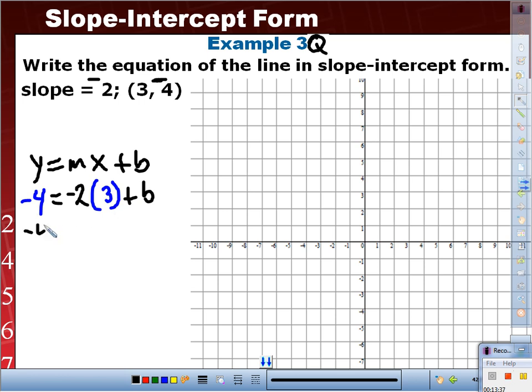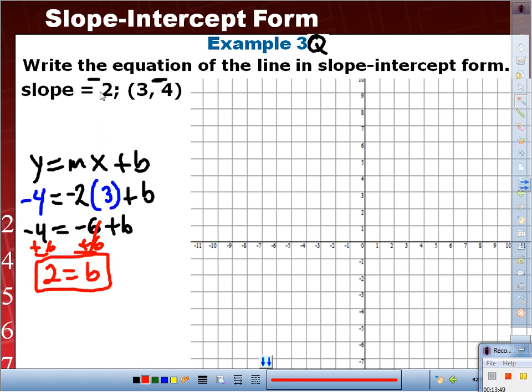Can I solve for b? Yes. This is negative 4 equals negative 6 plus b. Add 6, 2 equals b. Do I have a slope now? Yes. Do I have a y-intercept? Yes. So my equation in slope-intercept form is y equals negative 2 over 1 x plus 2. Hands if you got that.